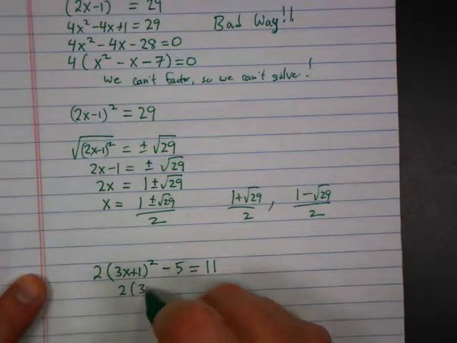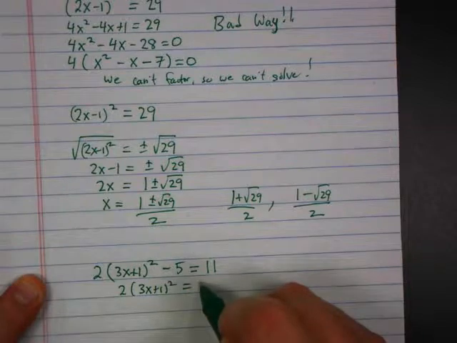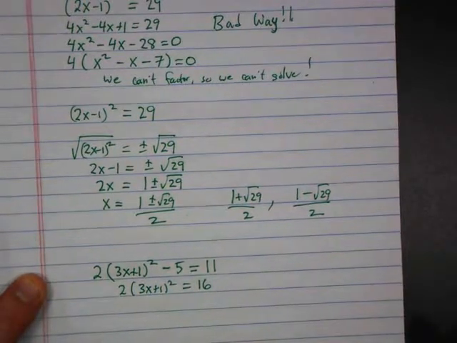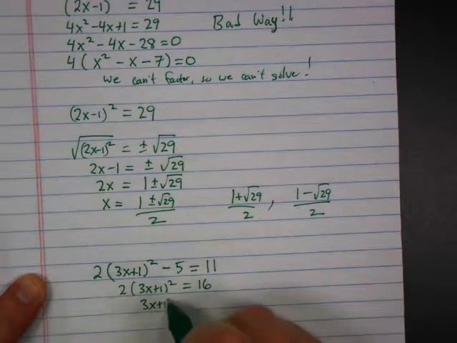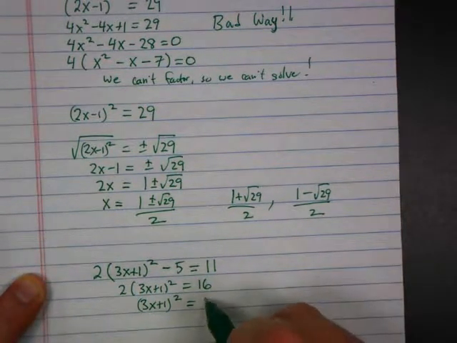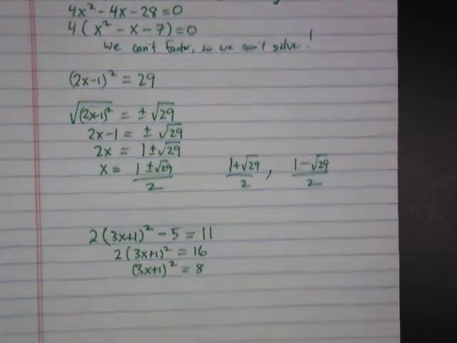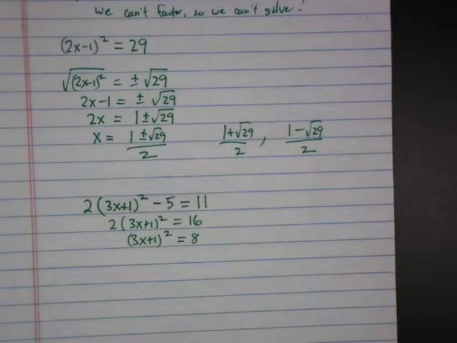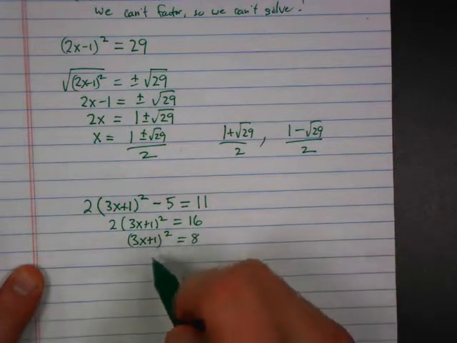2 times 3x plus 1 squared equals 16. And then we divide by 2. 3x plus 1 squared equals 8. Now what? Now we square root. When I square root, typically we skip a step here.